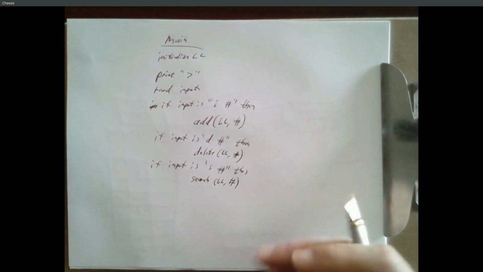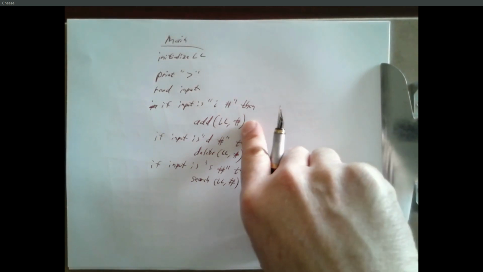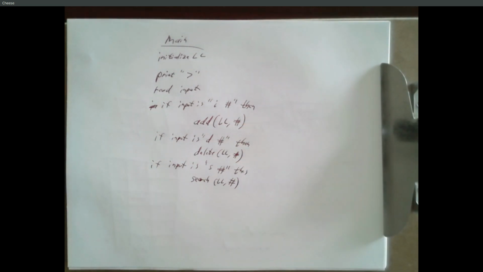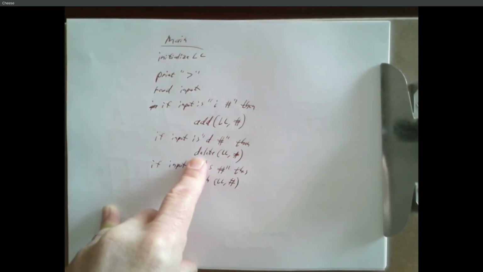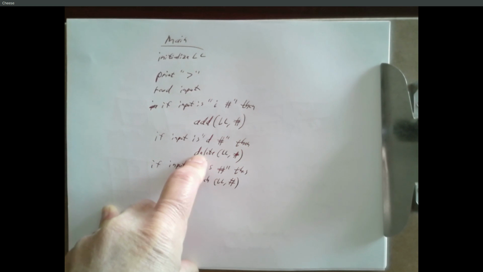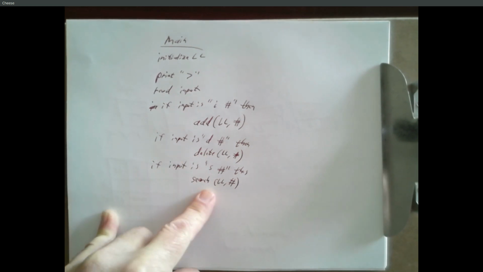And you have some printing to do after these also, right? When you add a number, you want to tell the user if it was successful or not. So you want to check the return value from add. When you delete a number, you want to know if it's successful or not. So you check the return value and you do a message. When you search, you get the return value. It tells you if it was found or not. You want to print a message saying it's found or not.